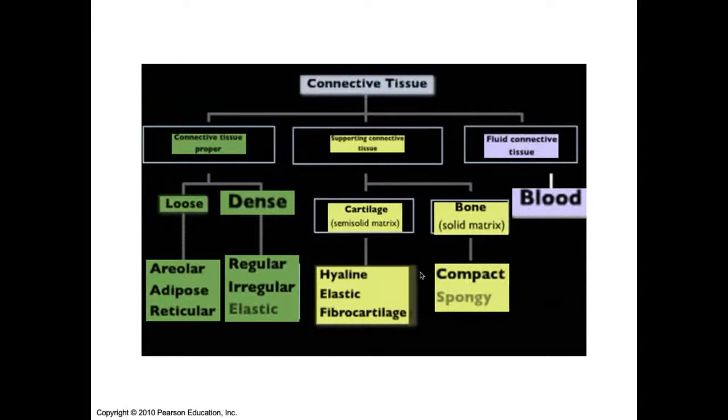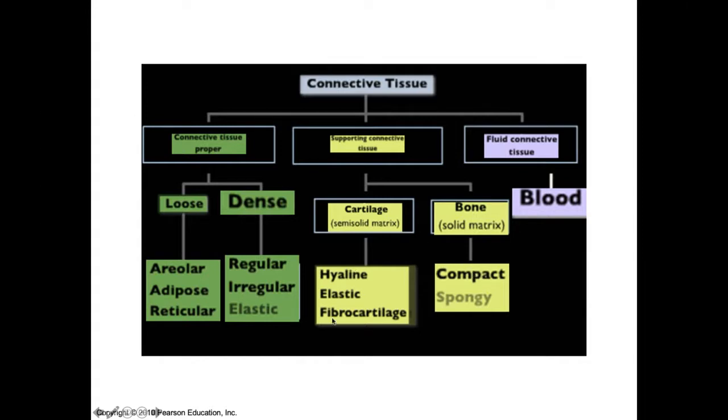Okay, so let's do a tissue review here. When we look at the three major classes of connective tissue, we have connective tissue proper, supporting connective tissue, and fluid. Under fluid, we said there's blood and lymph. Under supporting is cartilage and bone. Under bone, we said it was compact and spongy. Under compact, we talked about the osteon.